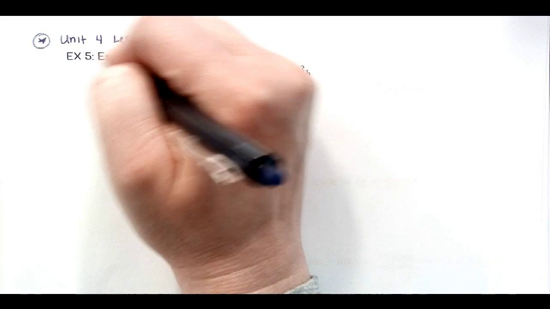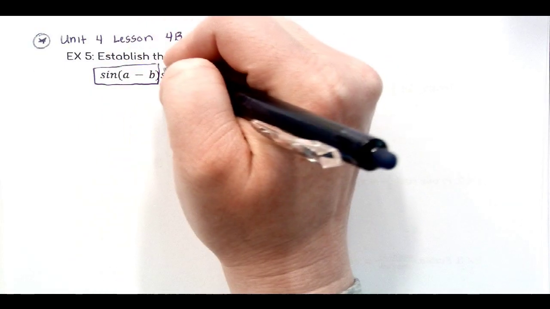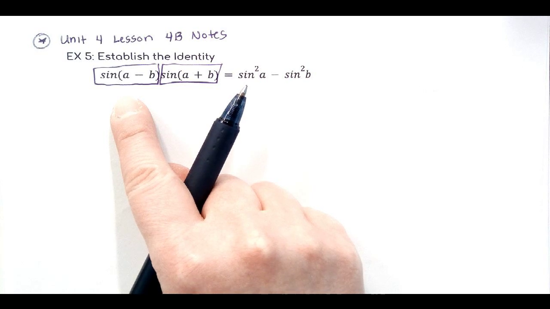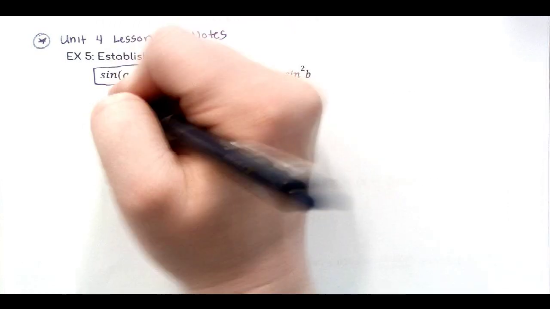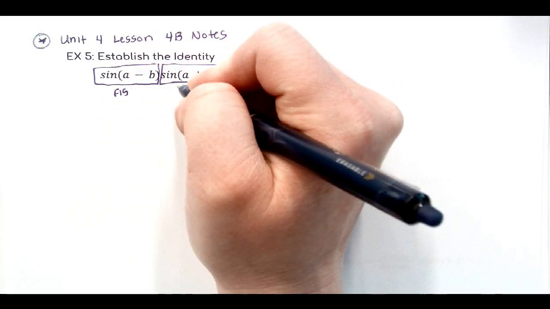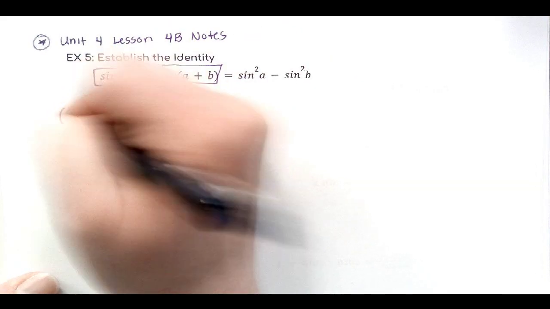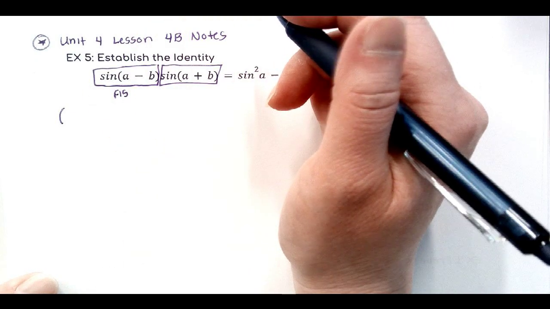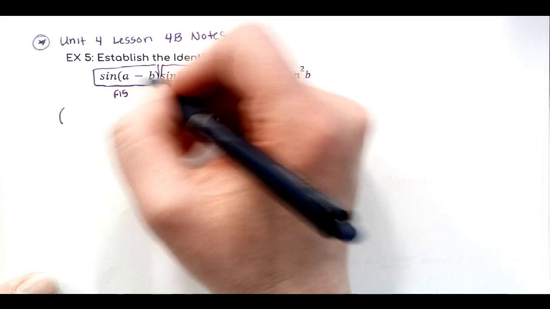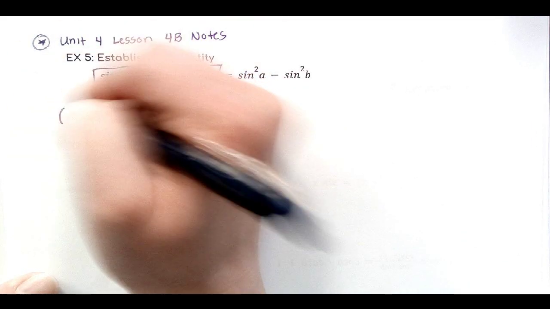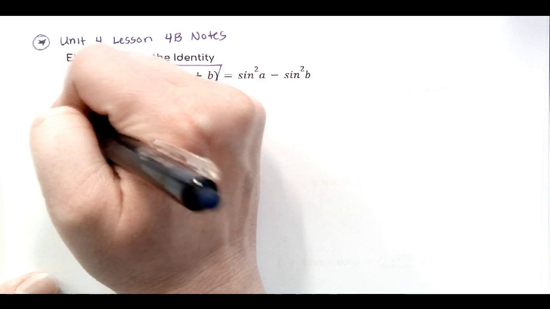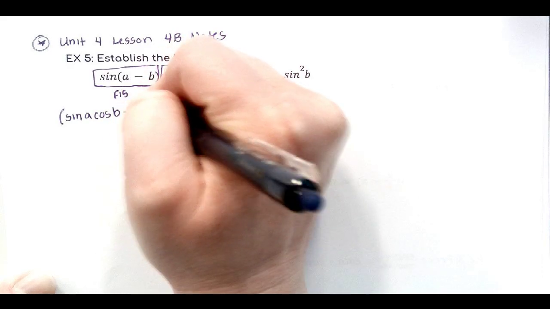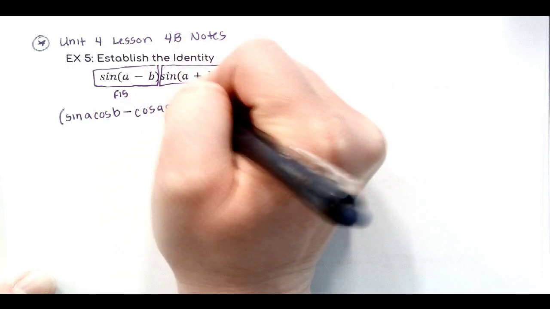Here I have sine of the quantity a minus b times sine of the quantity a plus b. So I'm going to plug in the formula for sine of the quantity a minus b. This is formula number 15 on your formula sheet, and you're going to want to put that in parentheses because you will have to distribute when you multiply these two equations together. So sine of a minus b, and you got to be very careful, guys, with your a's and your b's. Be mindful of your a's and your b's. So via formula 15, this is sine a cosine b minus cosine a sine b in parentheses.